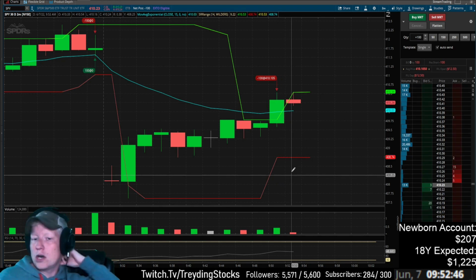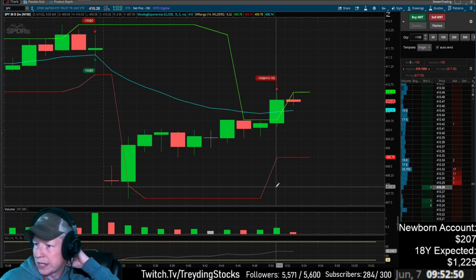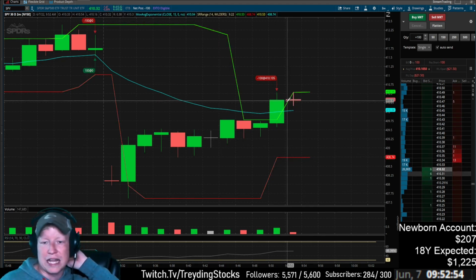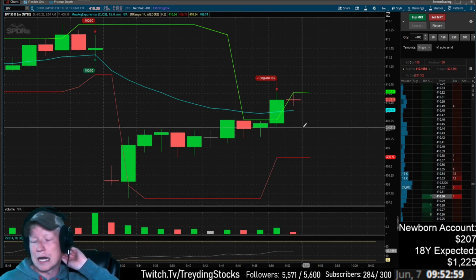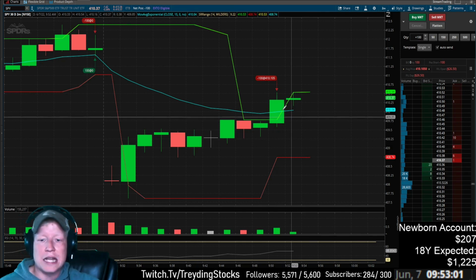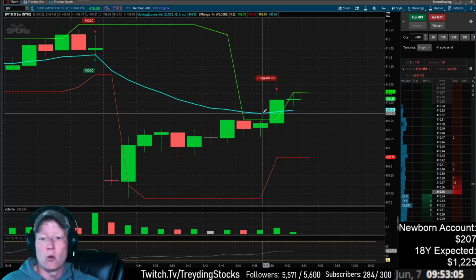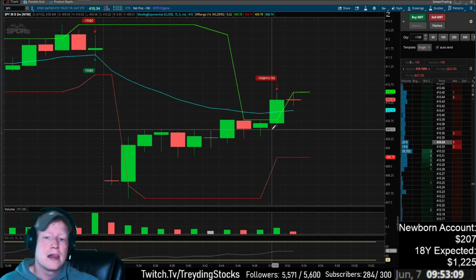Here we go, here we go, here we go. Want to be covering below the red line, which represents the lowest point of the last 8 bars. Green line, highest point of the last 8 bars. Red line, lowest point of the last 8 bars. Blue line, 15 moving average. We take trades only if they print on the other side of the blue line. So we shorted this because it was below the blue line.